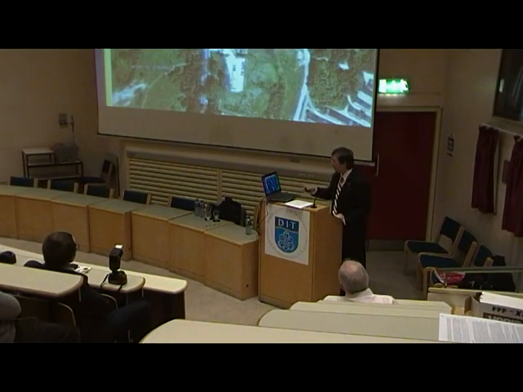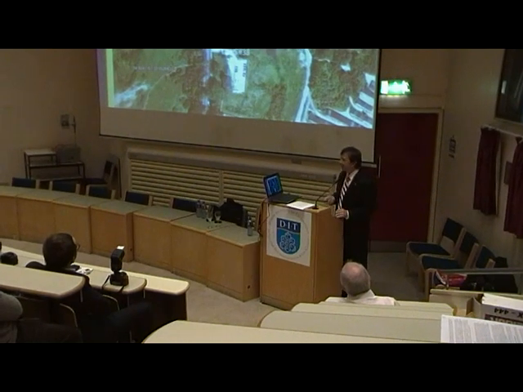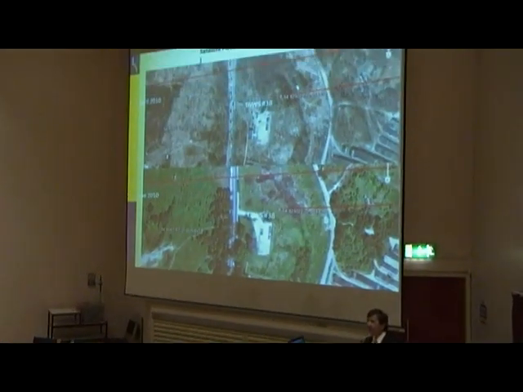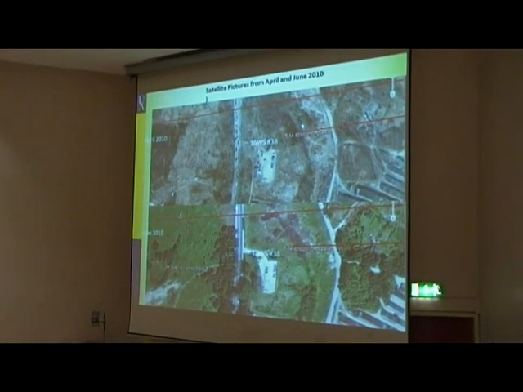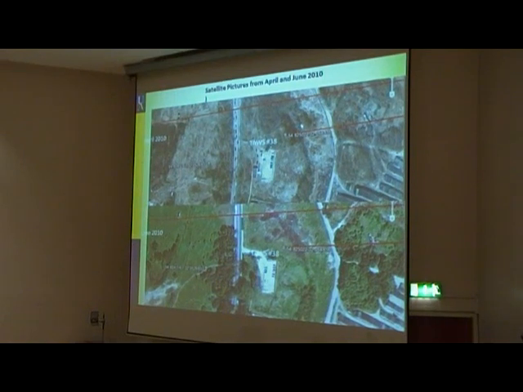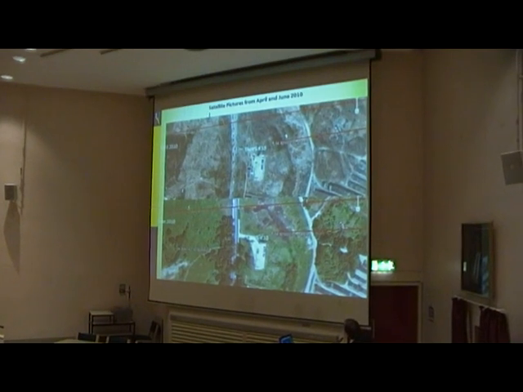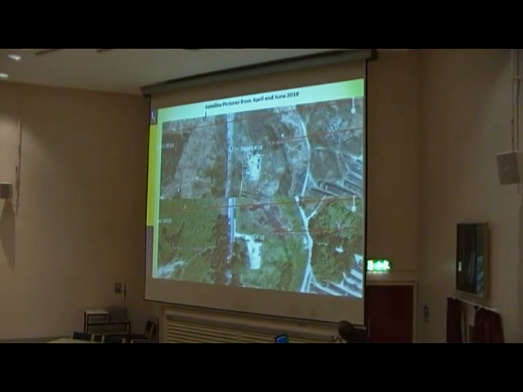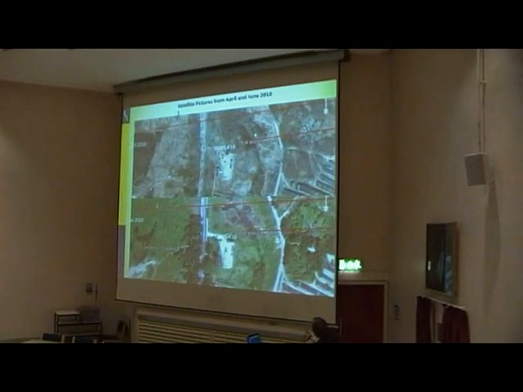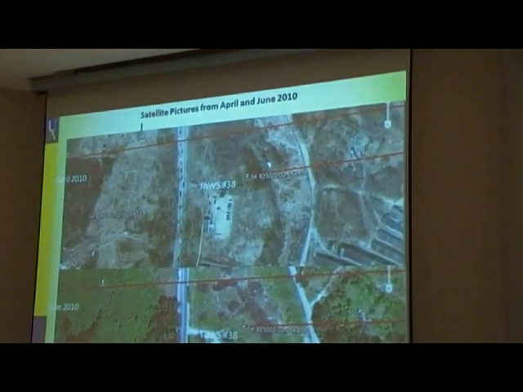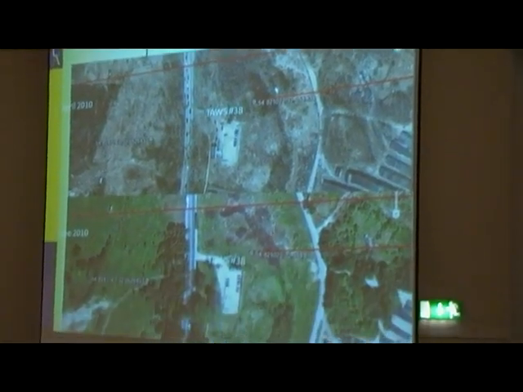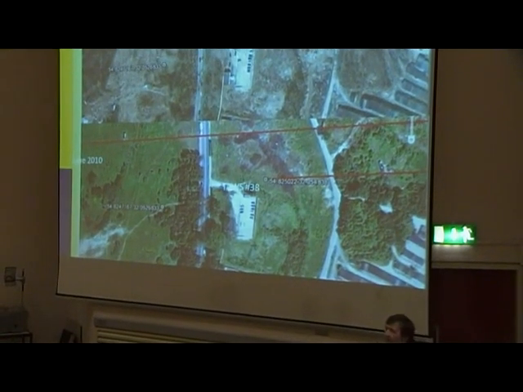So again, you can study more the available pictures from the satellite. Right now, you can buy satellite pictures for a couple of hundred dollars. Anybody can buy from commercial satellites, and you can see the satellite picture in April 2010. This is still spring, and then in June 2010, and interesting, this is the location called TAS 38.